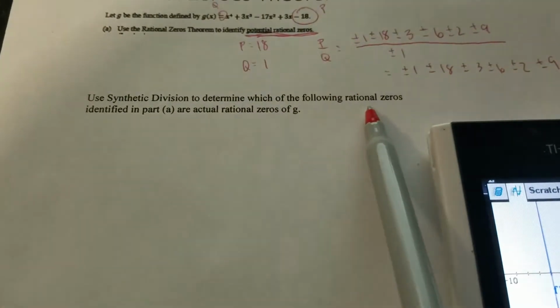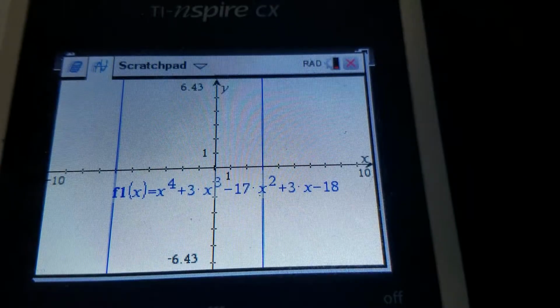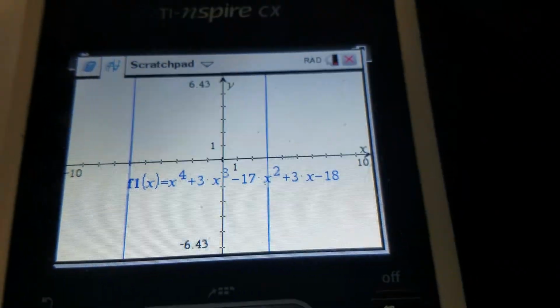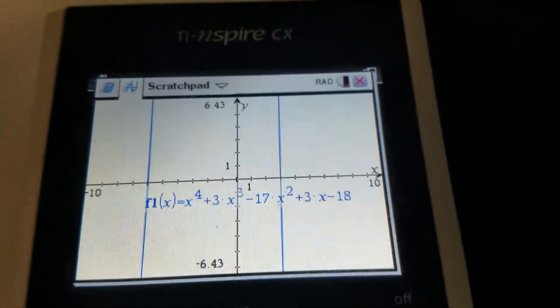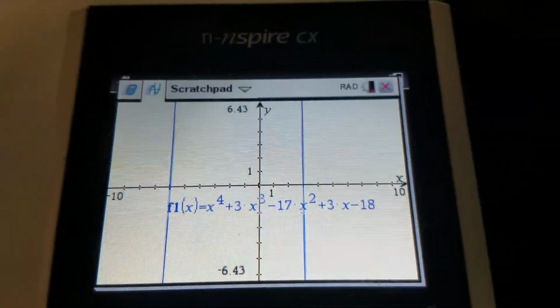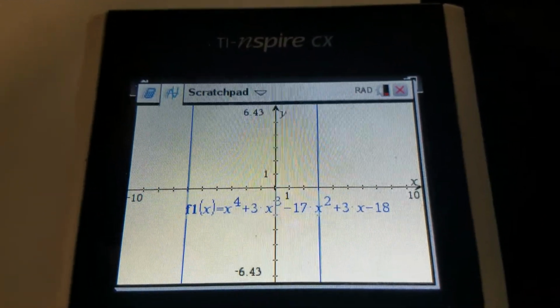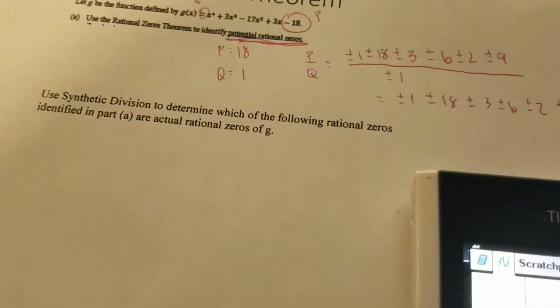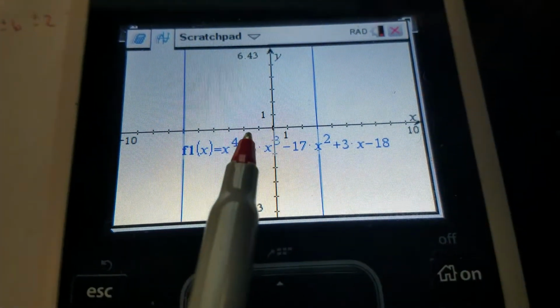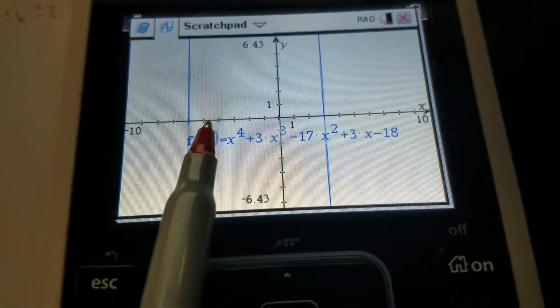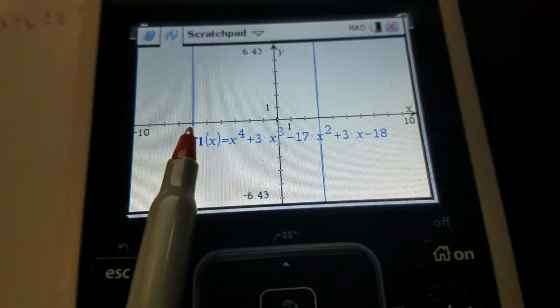Next part is asking us to use synthetic division to find the rational zeros. So find the actual zeros, where 0 is where I cross the x-axis. So if I did not have the calculator, if I did not have the graph like I see right here, this would take a very long time to do. And so I'm going to go ahead and look at the graph here. I crossed at 1, 2, 3, 4, 5, excuse me, negative 6.